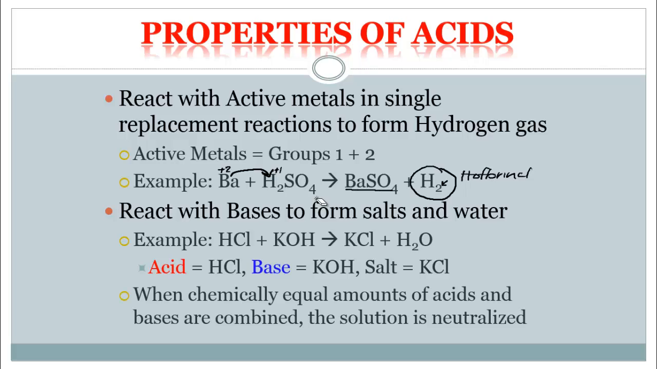When chemically equal amounts of acids and bases combine, we actually will neutralize the solution. So chemically equal doesn't mean 1 gram and 1 gram. We're going to look at them being chemically equal, like their concentrations that we've been talking about.